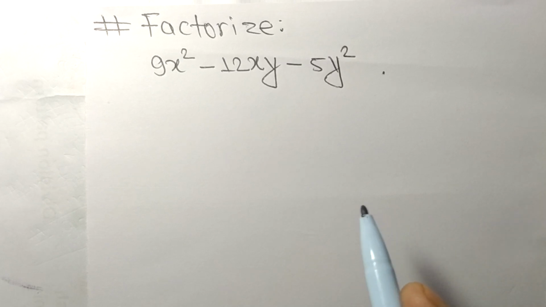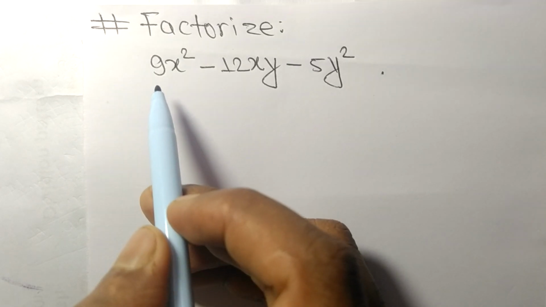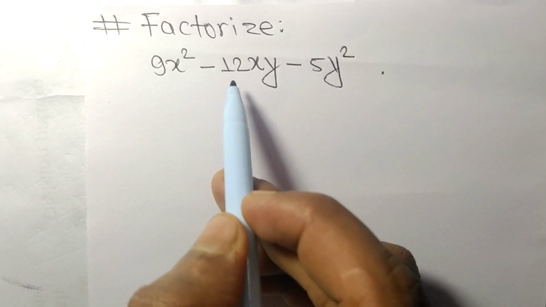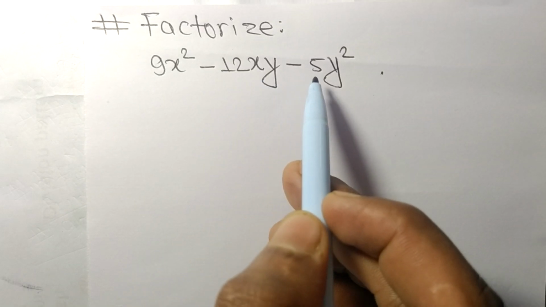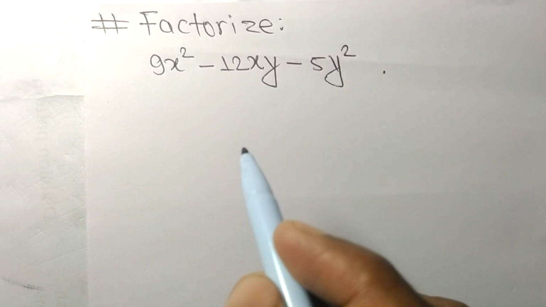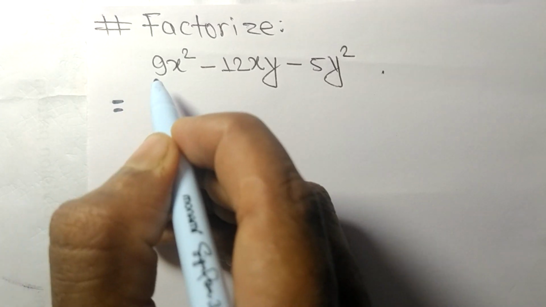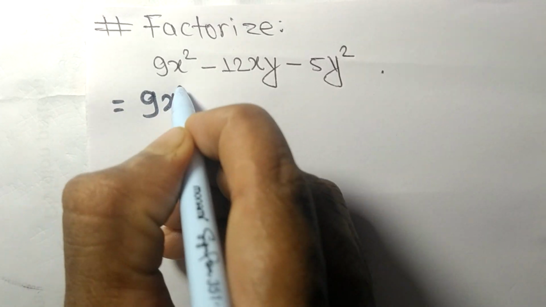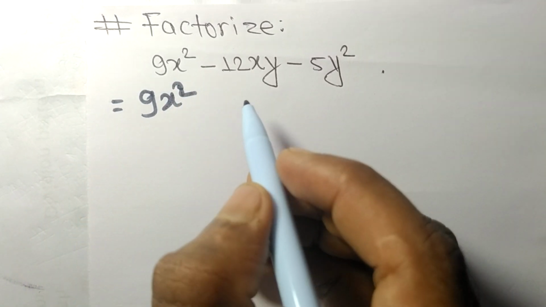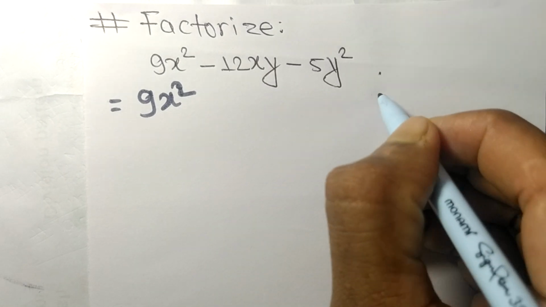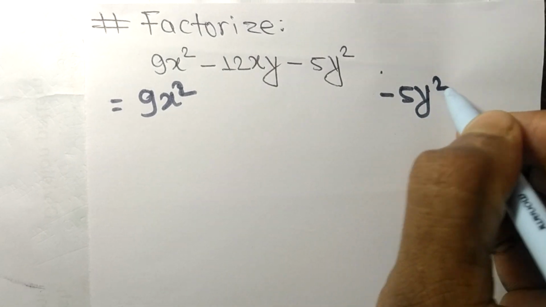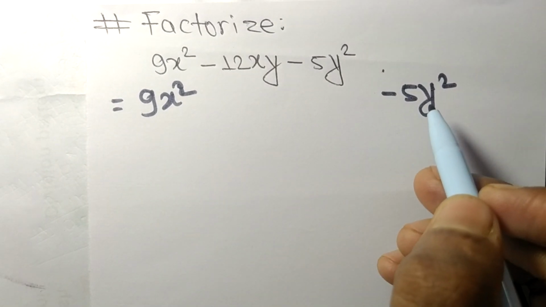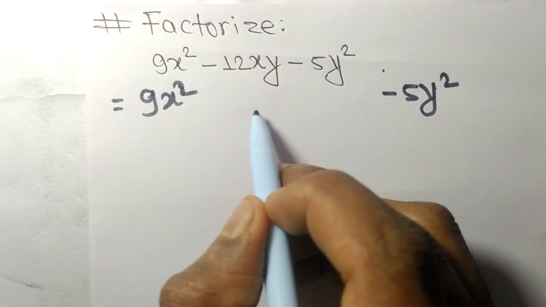So today in this video we shall factorize 9x² - 12xy - 5y². So to factorize, we write the first term 9x² and the last term -5y². So both are the same. Now we need the center part.